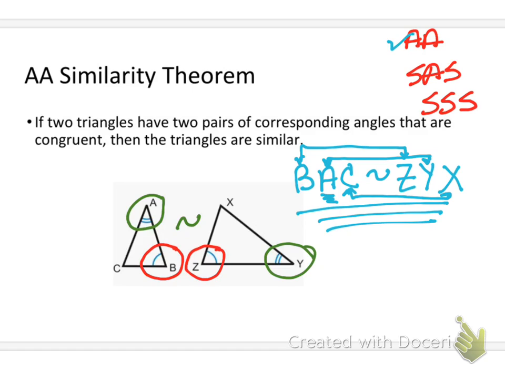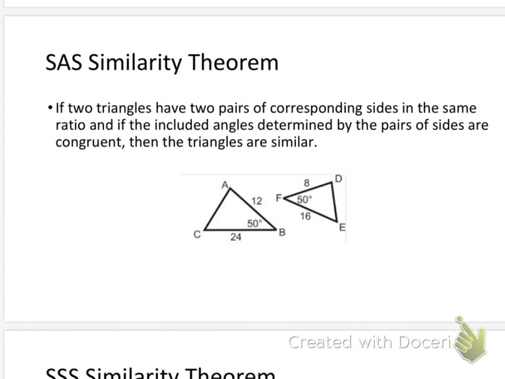Okay, so that's one of the theorems you can use for proving that things are similar. Let's go on to the next slide and we'll do a second theorem. This theorem is the side-angle-side similarity theorem. So what does that mean? Let's read this together. If 2 triangles have 2 pairs of corresponding sides in the same ratio, and if the included angle determined by the pairs of sides are congruent, then the triangles are similar.